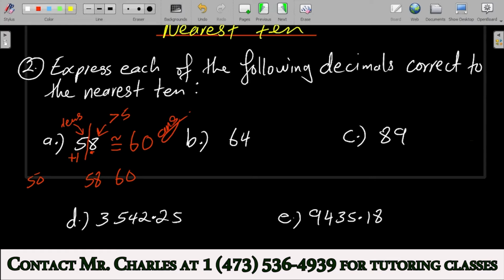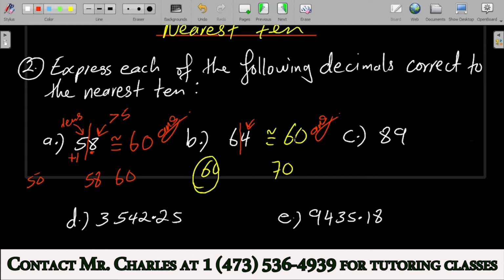And we could do the same thing for 64. 64 is between 60 and 70, but it's closer to 60. So because it's closer to 60, 64 is approximately equal to 60. Or we could use the other method where we put the line to the right of the digit in the tens place, which would be between the 6 and the 4. The 4 is less than 5, so we just convert it to a 0 and we keep the 6. So we get 60, and that's our answer there.